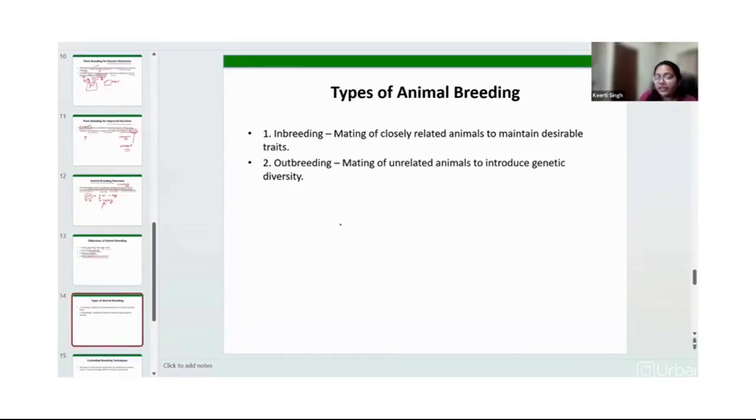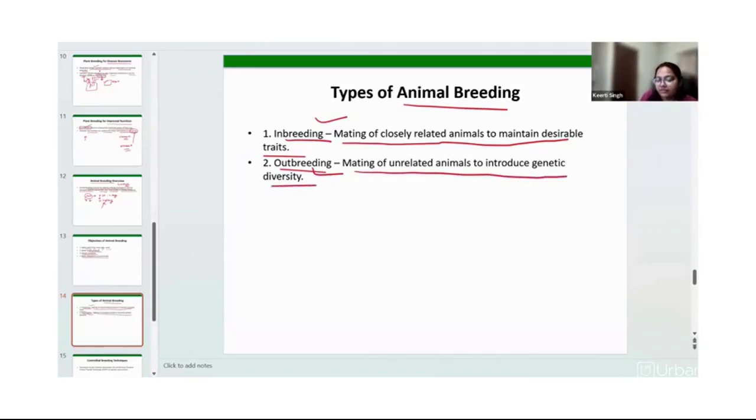So two types of animal breeding are being done. One is known as inbreeding, another is known as outbreeding. In inbreeding, what we will do, we will be mating closely related animals to maintain a desirable trait. While in outbreeding, we will be mating unrelated animals to introduce genetic diversity, right?